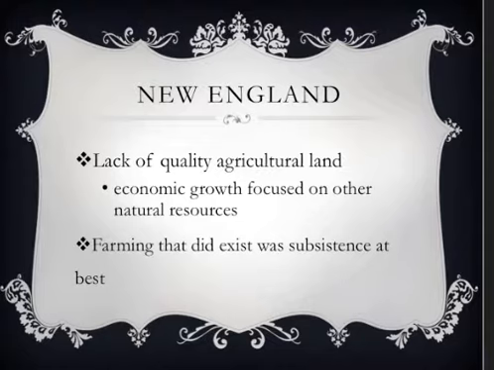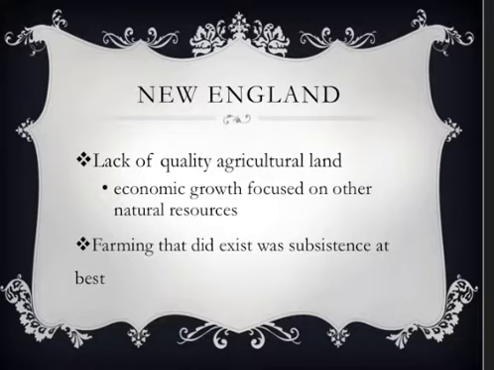The farming that did exist was subsistence farming, meaning individuals were farming to grow enough food to feed themselves. So it was not a commercial venture in New England. It was a subsistence venture. A farmer was growing food to feed himself and his family. He was not growing food in order to sell to other regions. So there was no export of food occurring in New England.